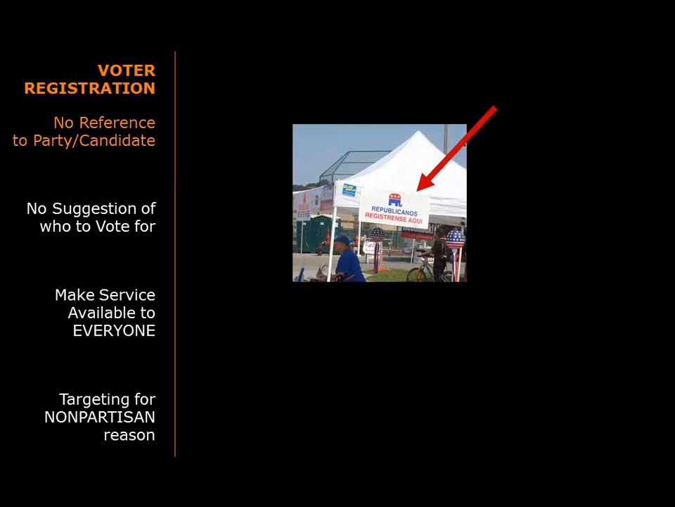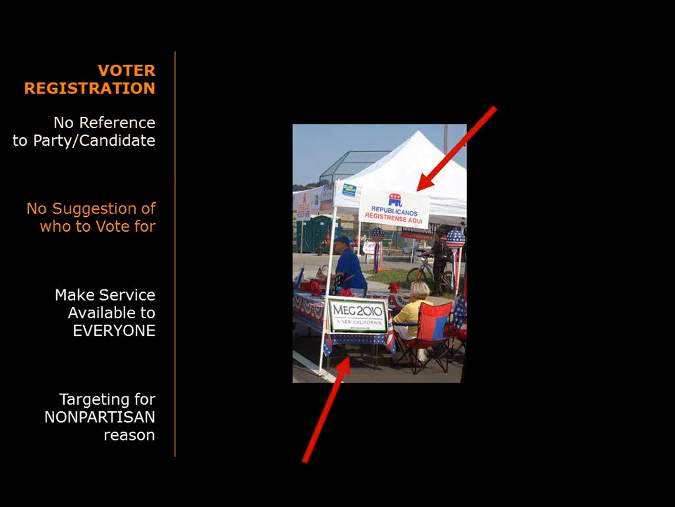First off, this is what you can't do, okay? You can't reference party or candidate in your registration efforts. For instance, if there's some kind of festival or event where you may be registering voters, and you see it as an opportunity to register voters, that's something you can do. But you don't want to show or make reference to a party or a candidate in that registration effort.